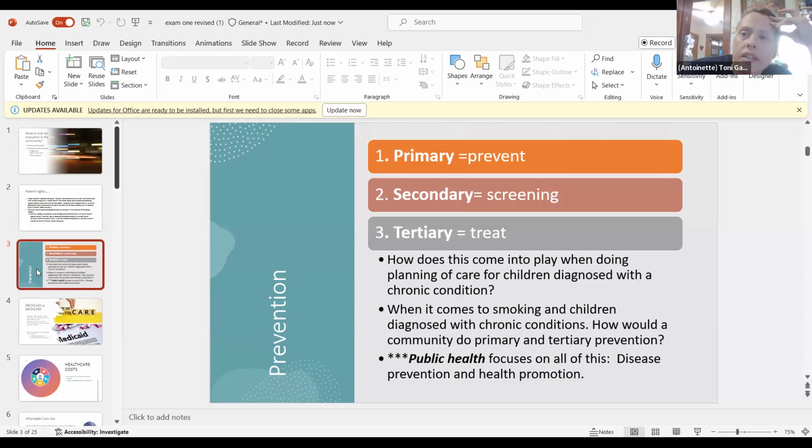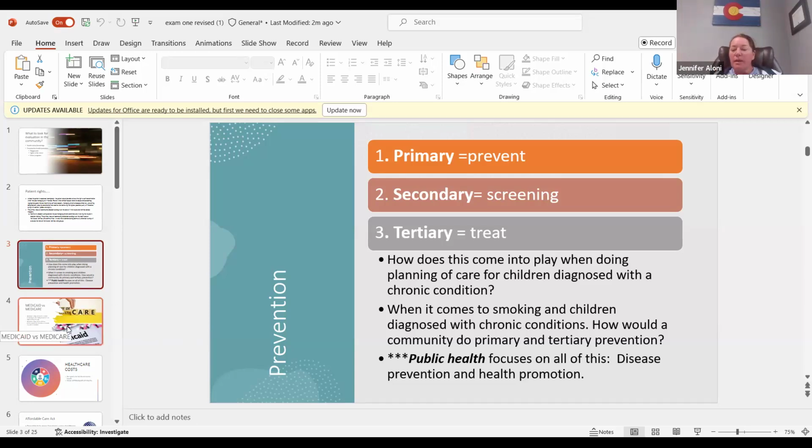Educate on like the dangers of smoking so they hopefully don't start. Yep, we're going to teach our kids the dangers of smoking. Now we have a chronic condition though. So now what do we do for tertiary? Probably perform a spirometry test. Good. And we're going to teach them on their inhaler use, right? Make sure they have access to it all. So we're going to do our disease prevention and promotion.